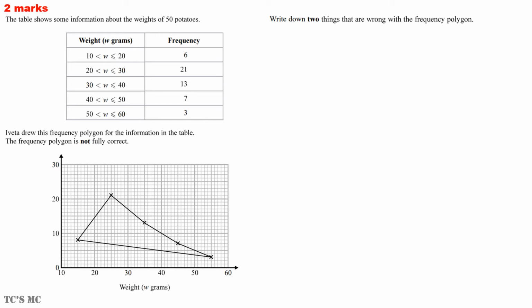The table shows some information about the weights of 50 potatoes. Iveta drew this frequency polygon for the information in the table. The frequency polygon is not fully correct. Write down 2 things that are wrong with the frequency polygon. We can write any 2 of the following.